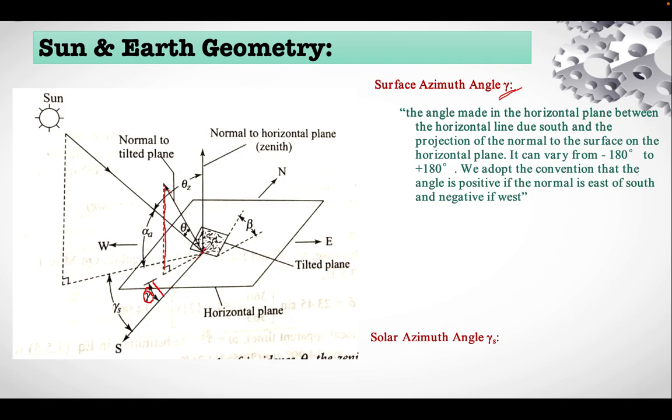Now this surface azimuth angle ranges from minus 180 degrees to plus 180 degrees. It depends on you which particular direction you consider as positive 180 and negative 180. So it depends on you.